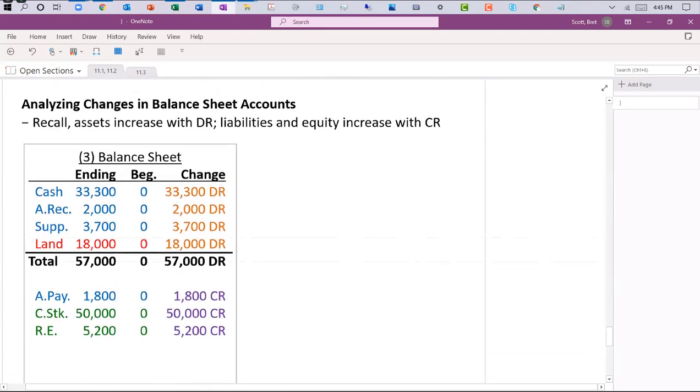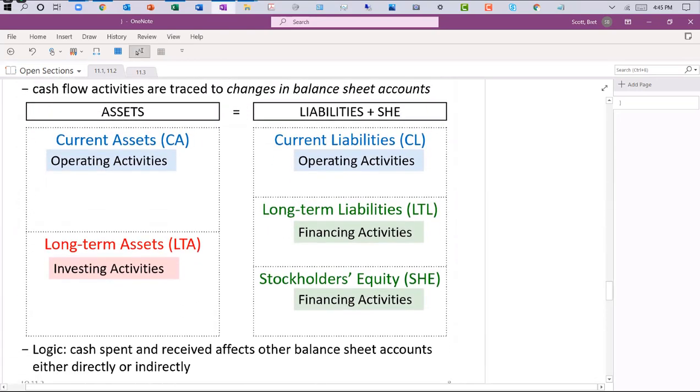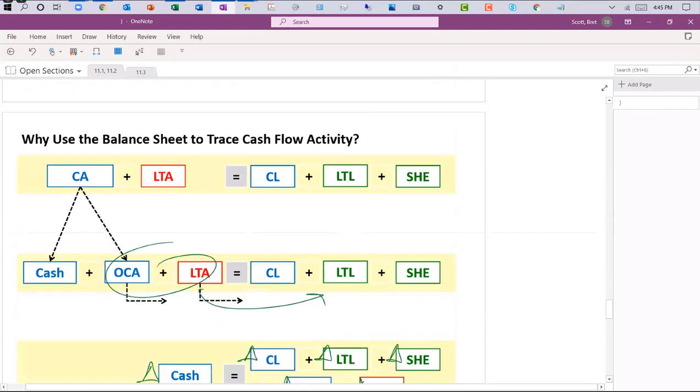We went through an example to see how that worked, but realize our focus here is on categorizing the changes in all the non-cash accounts in terms of operating, investing, and financing activities. Current assets and current liabilities, changes in those accounts are what we're going to report in the operating section. Changes in the long-term assets, we're going to see in the investing activities. Everything else is going to meet in the financing activity section.